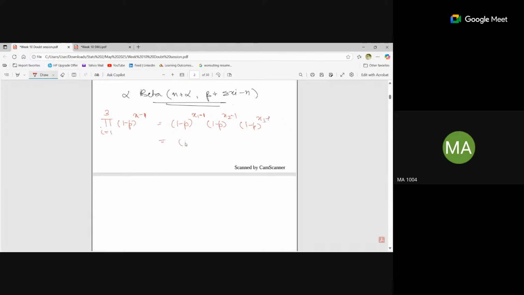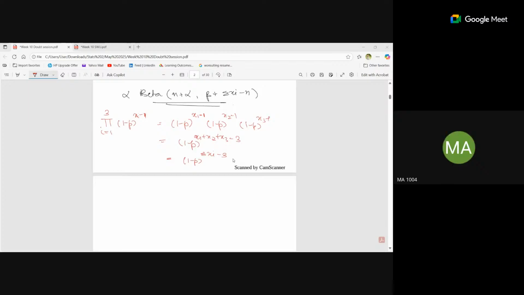Now this will be what? (1 minus p) raised to the power summation of xi's, x1 plus x2 plus x3, and now this will be add to minus 3. So I can generally write it as (1 minus p) raised to the power summation of xi minus n, what is my n? 3. Now you got it? Yes, ma'am.